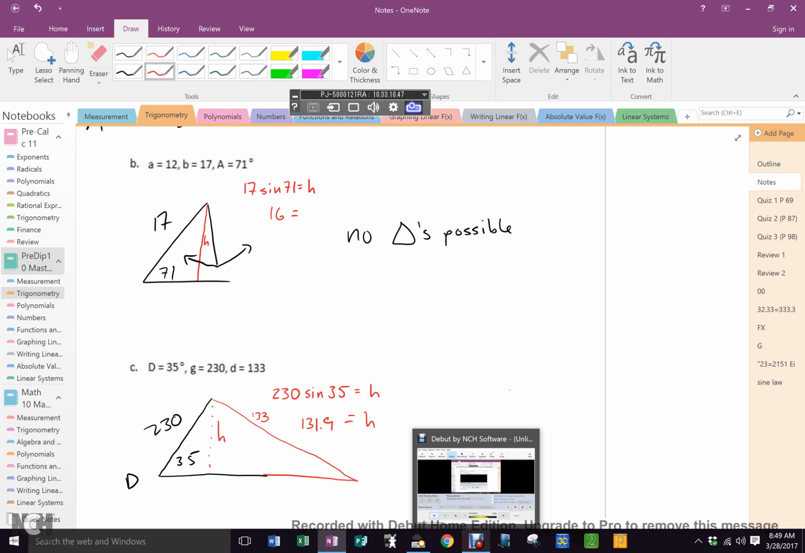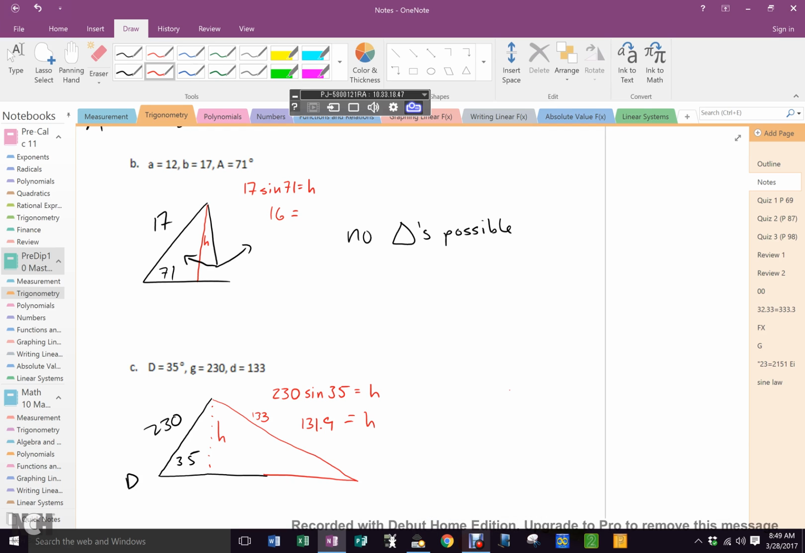So, what did we find? How many possible triangles for C? 2. Why? Because the third side is 1 unit longer than the altitude, so it could be on either side. Right? It's either going to be, I'm going to change my drawing.